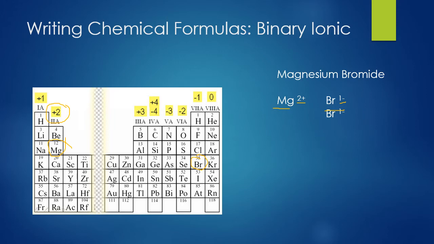I need another bromine. If I add another bromine, now I have 2 -1 charges, which would give me a total of -2. That is going to neutralize my +2 charge, which is on the magnesium. So my compound would be MgBr2. I would need 2 bromines to neutralize the +2 on the magnesium.